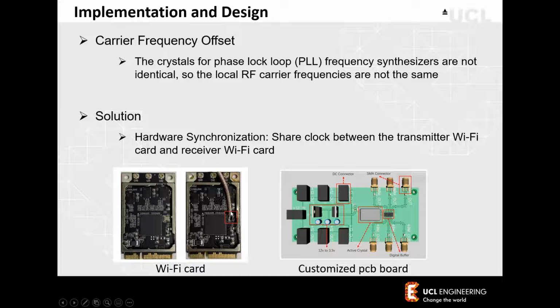So the cable over here will connect to an external signal clock source. To do this, we have customized a PCB board. On this board, we have two parts. In the left part, this provides the current for the Raspberry Pi and the Wi-Fi cards. And on the right side, we have this active crystal, which provides a 40 megahertz clock frequency.